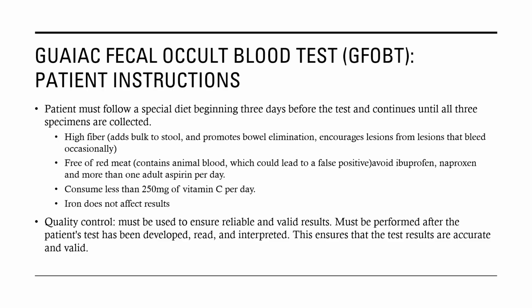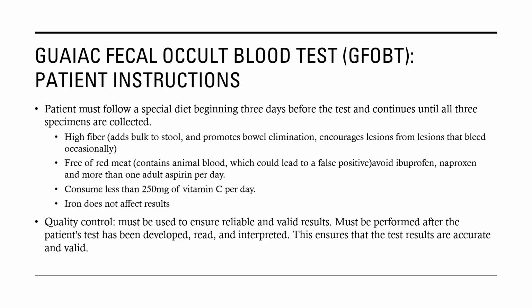We're going to have a diet free of red meat, and that's because this is going to contain animal blood, which can lead to a false positive. We need to have them avoid ibuprofen, naproxen, and more than 1 adult aspirin per day. So they're going to limit it to 1 aspirin per day or less. They need to consume less than 250 milligrams of vitamin C per day. And then they're still able to take iron. Iron does not affect the results.